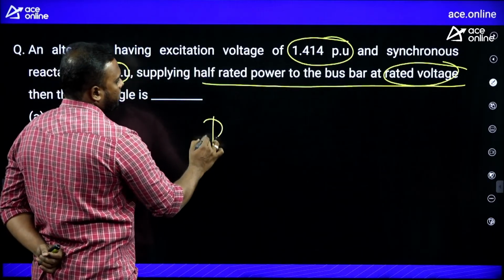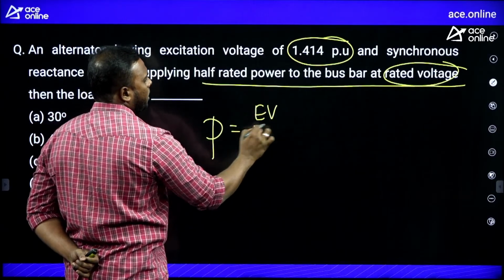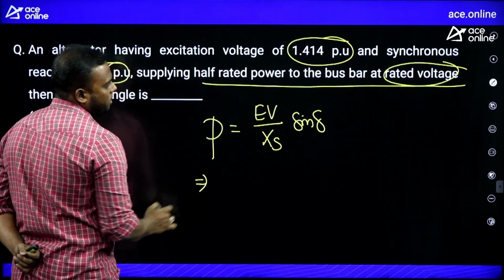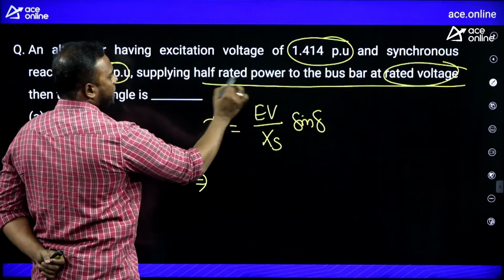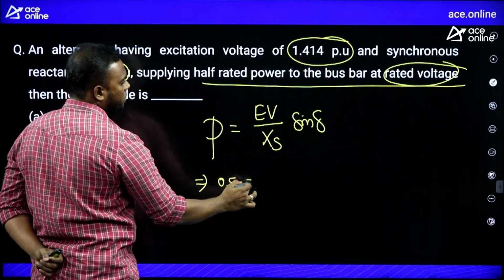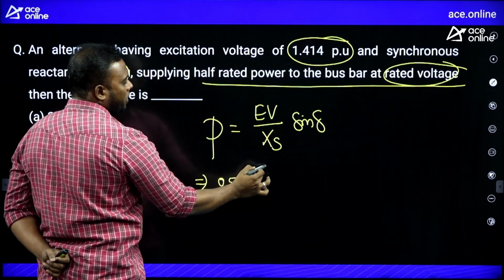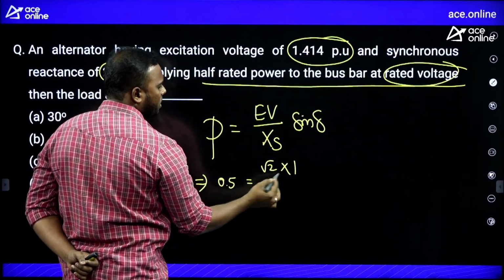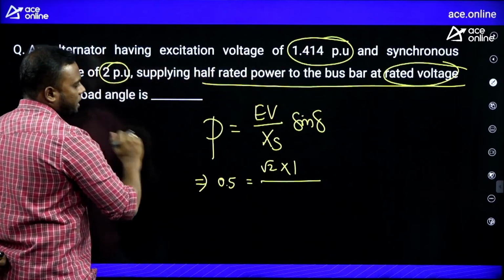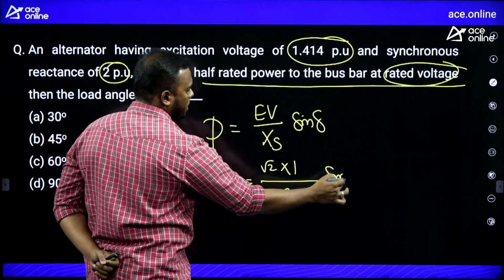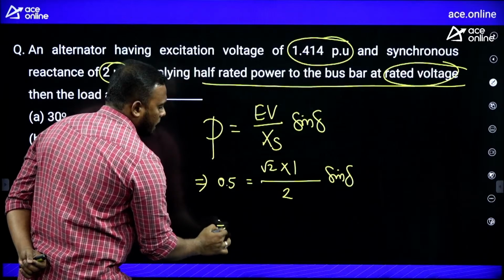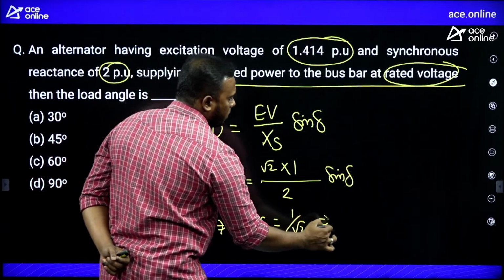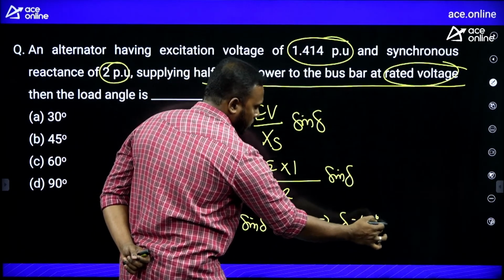Yes. What is the power equation of a cylindrical pole? EV by XS sine delta. RA is not given, which means neglected. EV by X sine delta directly. How much power is it supplying? Half rated power. Half means 0.5 equals excitation voltage, nothing but EMF, 1.414, which is root 2, at rated voltage, nothing but bus bar voltage of 1 per unit. Synchronous reactance is given as 2 per unit. Then the only unknown is sine delta. If you simplify, sine delta is 1 by root 2. Then what is delta? 45 degrees. The load angle is 45 degrees here.